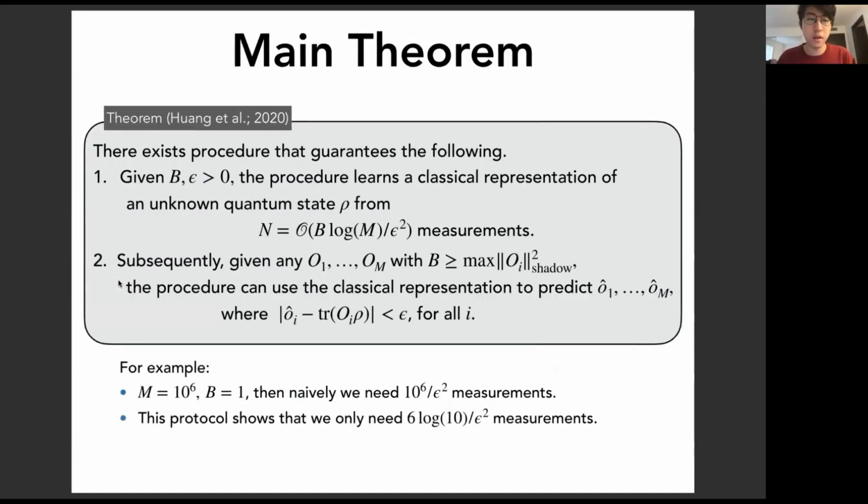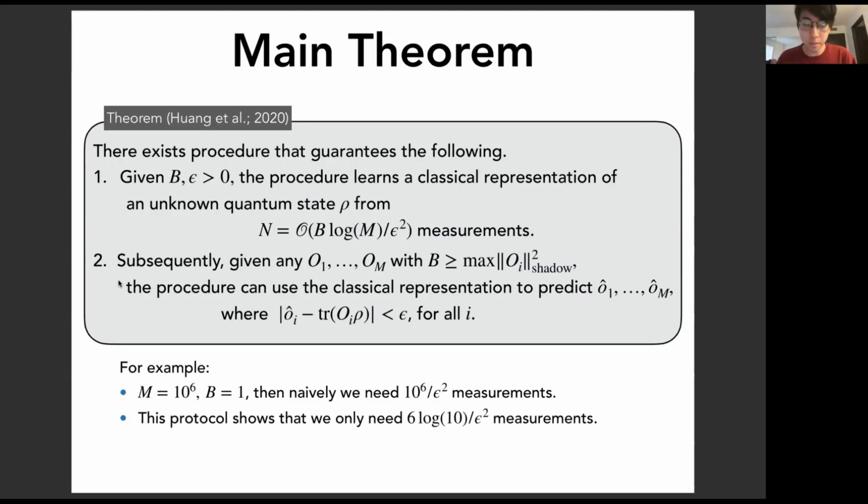We showed that there exists a procedure that, given two constants b, epsilon greater than 0, would learn a classical representation of any unknown quantum state rho from only b log m over epsilon squared measurements. And subsequently, given any observables O1 to Om, with norm bounded by this constant b, the procedure can use the classical representation to predict the expectation value of all these m observables, trace O_i rho, up to epsilon error.